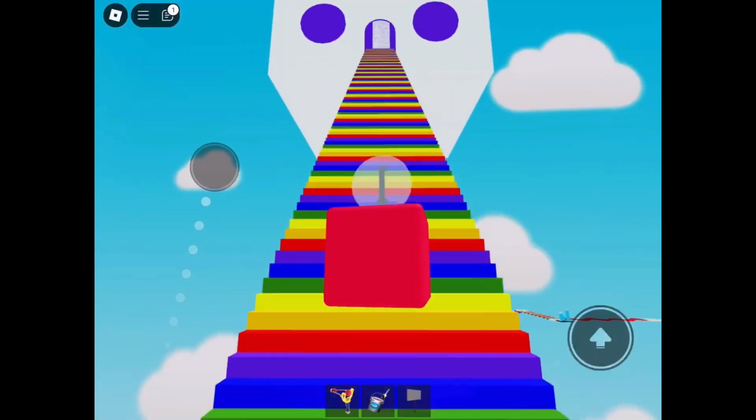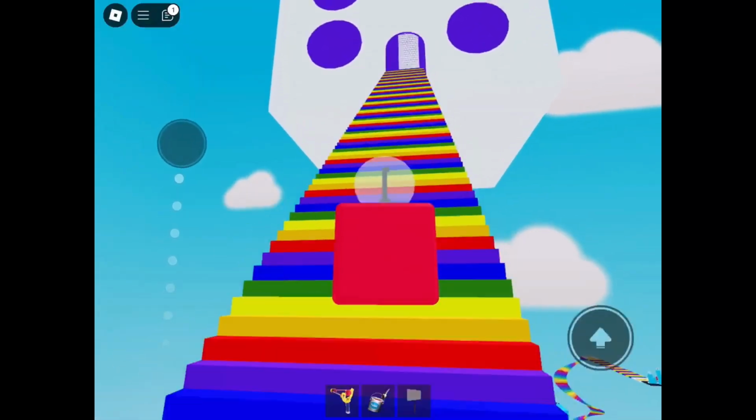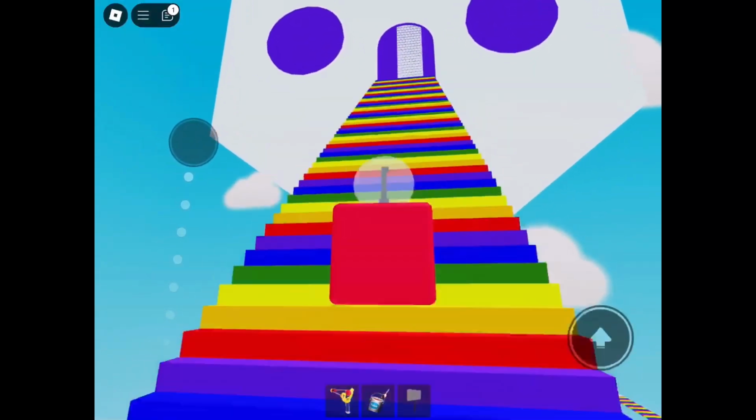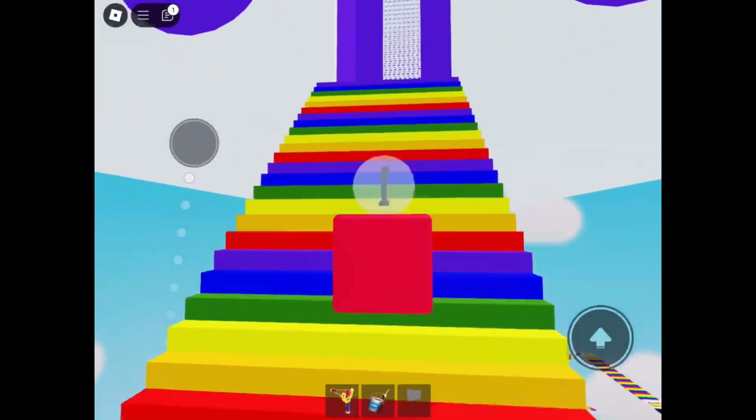white then blue, then white then blue. So what comes next? It's white, blue, white, blue, white, blue too. That's a pattern. That's a pattern.